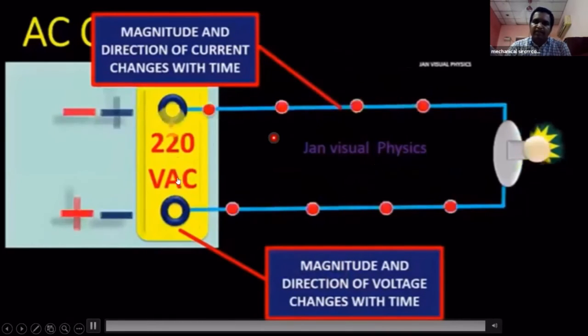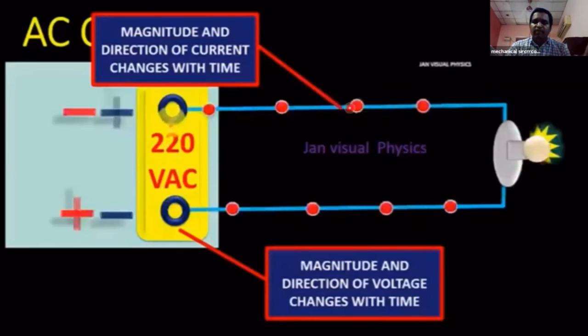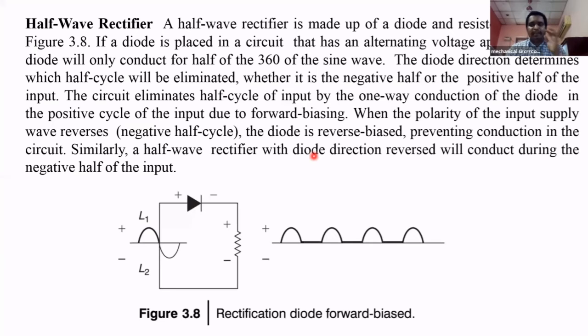We need to convert this current into one direction only. Here the current is moving in this direction for the first 180 degrees, and for the next 180 degrees it is in reverse. The current direction is changing for every 180 degrees. We need to convert this, and for that purpose we are using rectifiers.